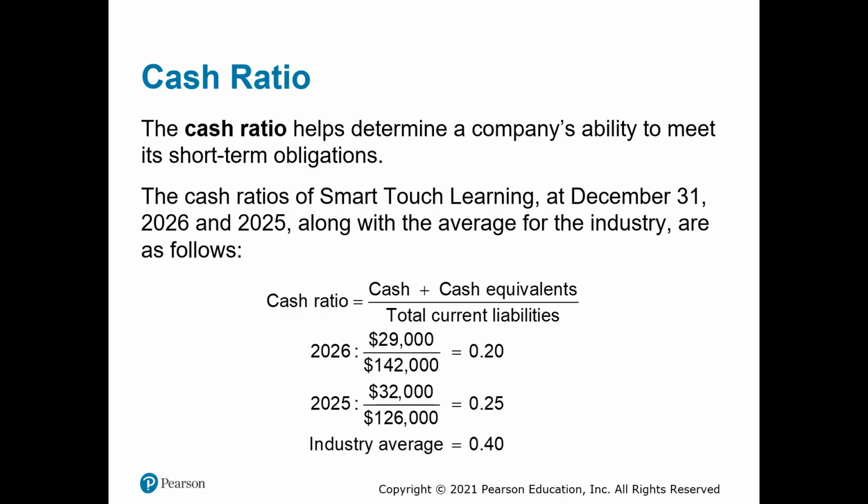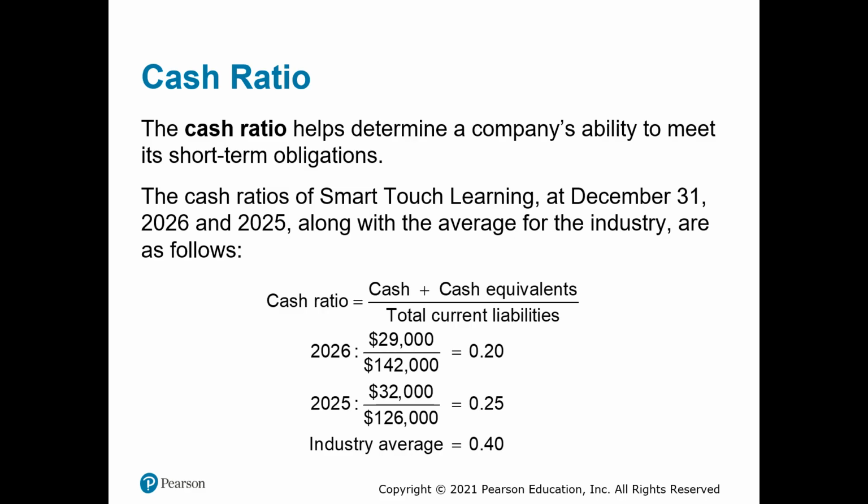At this very moment, when we're looking at the end of the year 2026 balance sheet, we have $29,000 in cash versus the $142,000 in current liabilities we owe. $29,000 divided by $142,000 is 20%. So we can only afford to pay off 20% of our current liabilities with the cash that we have on hand today. We went down. We have less liquidity in terms of just our cash than we did last year.